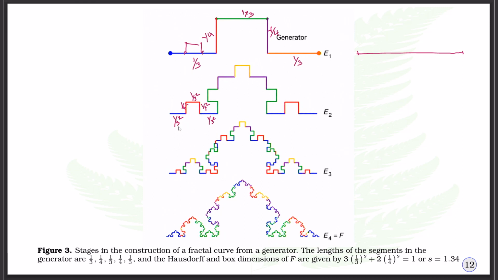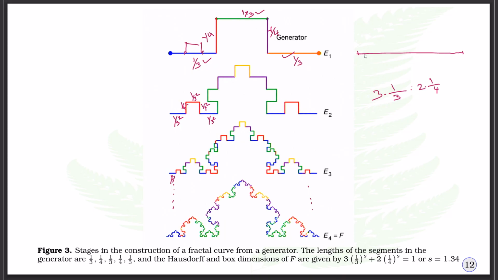Again here if you are applying, this length is 1 by 3 power 3 and goes on. So, after a certain stage one can get this type of structure. So, here you can observe that there are 1, 2, 3 copies of the smaller line segment which is of size 1 by 3, and 2 copies whose size is 1 by 4.